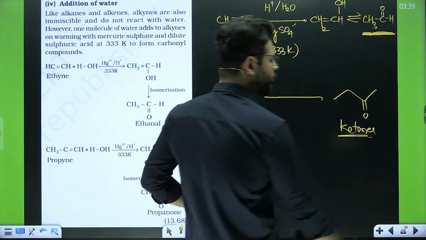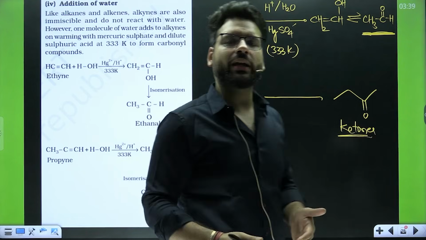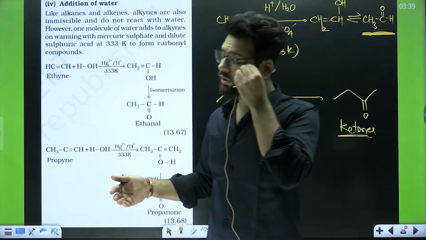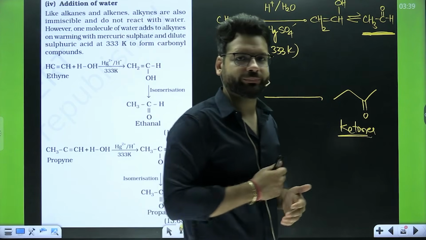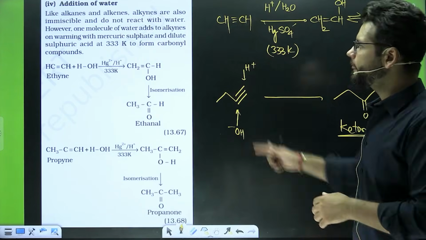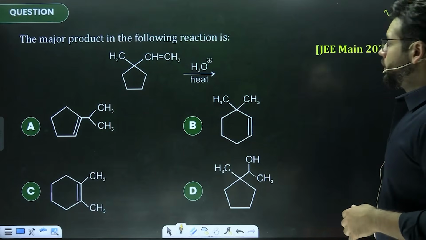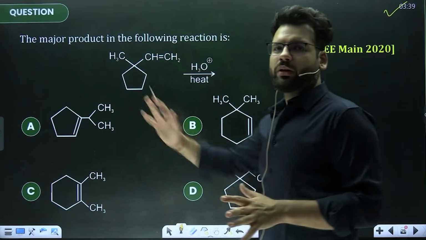So a statement type question can be asked that only ethyne gives the aldehyde on hydration. All other alkynes give ketone. It's a correct statement, right? This is the one. All right. This is all about the chemical properties.